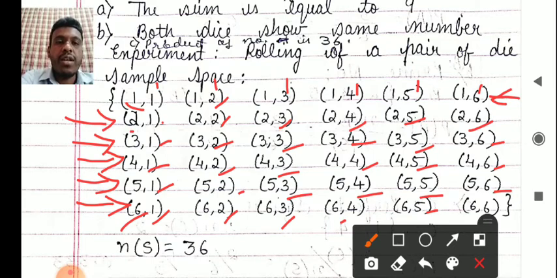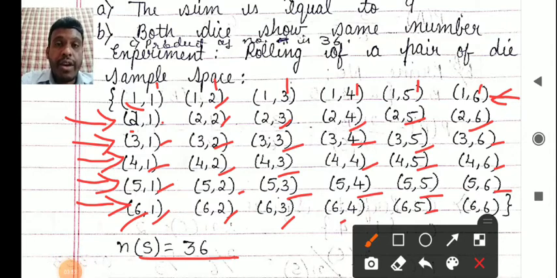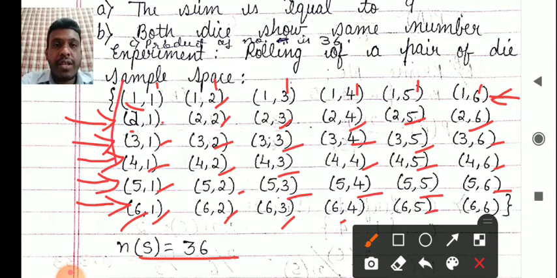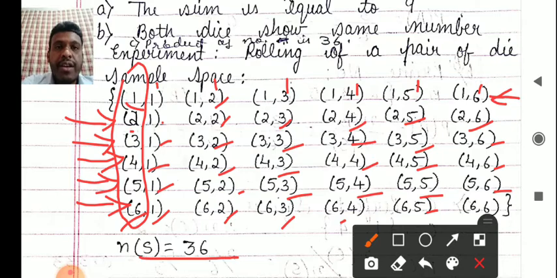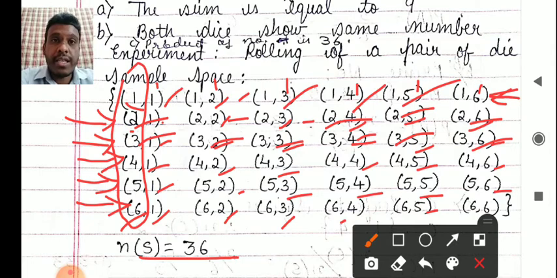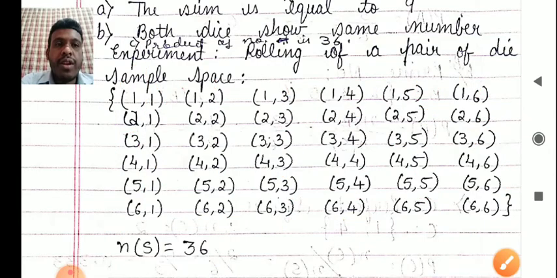So the total sample size is n equal to 36. I hope you have understood this. Whenever a pair of dice is rolled, this is how you have to write the sample space. You fix the first number of the dice, 1 2 3 4 5 6, and here you change the second numbers, 1 2 3 4 5 6, and so on. So totally you will get 6 rows, 6 columns, 6 sixes are 36. So n of S is equal to 36. Fine. Now let's move ahead.